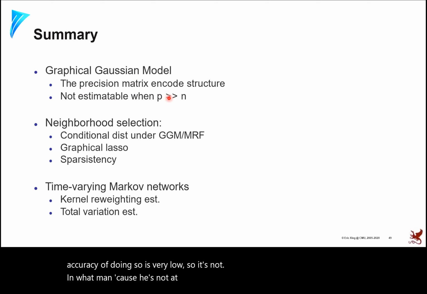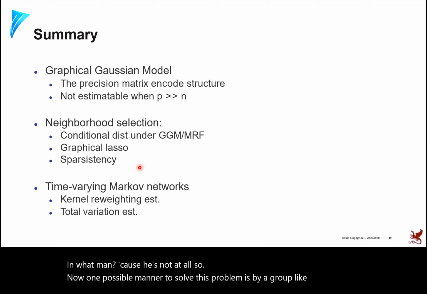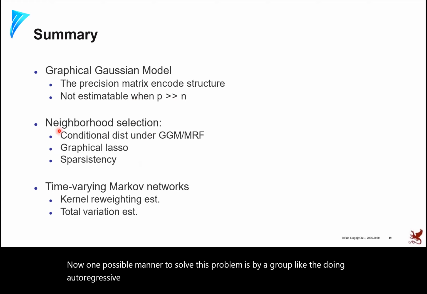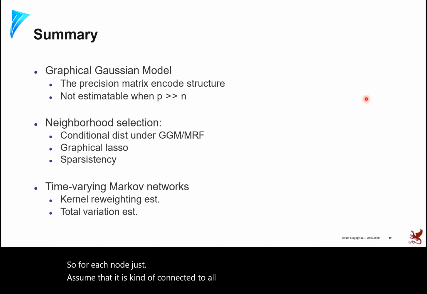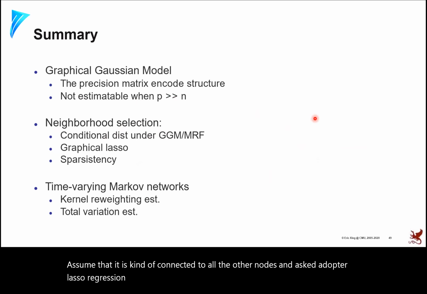So now, one possible manner to solve this problem is by doing auto-regressive lasso, and it can also be regarded as neighborhood selection. For each node, you assume that it is connected to all the other nodes and adopt a lasso regression to find all those links that have 0 weights and remove all these links from the global structure.